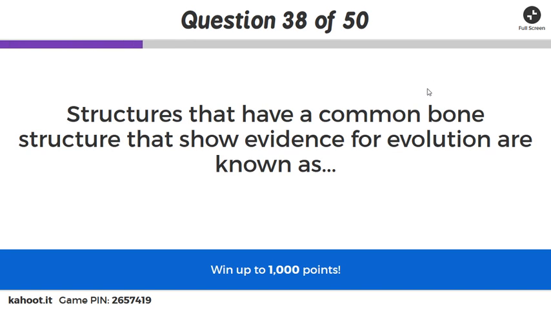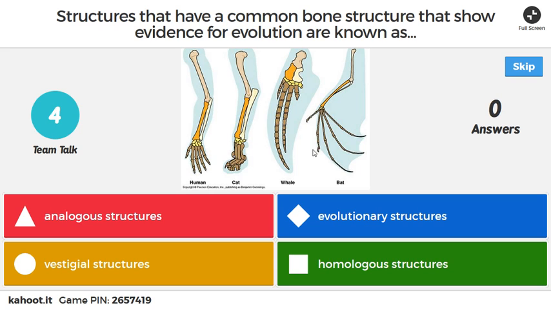Structures that have a common bone structure that show evidence for evolution, what are they known as? So we looked at this picture in class. What is this an example of? Analogous structures, evolutionary structures, vestigial structures, or homologous structures?